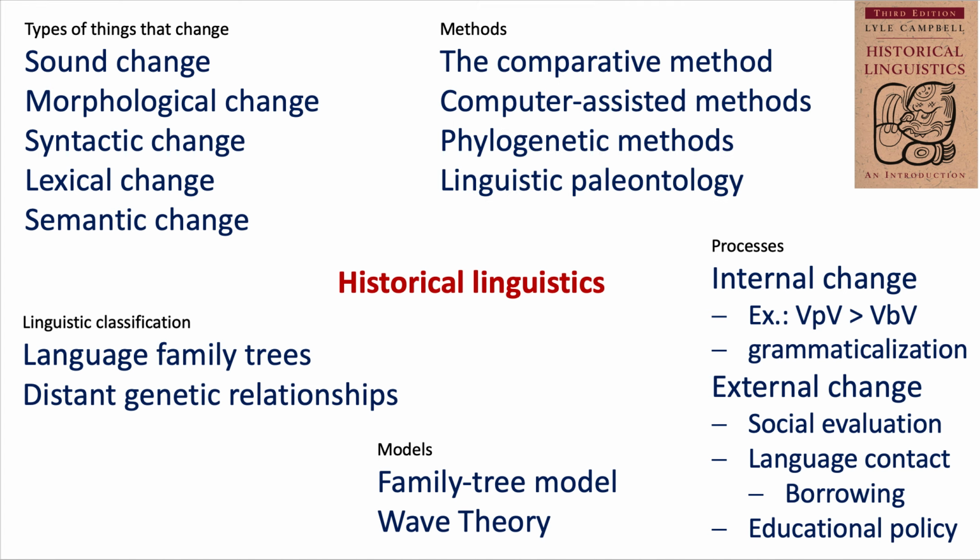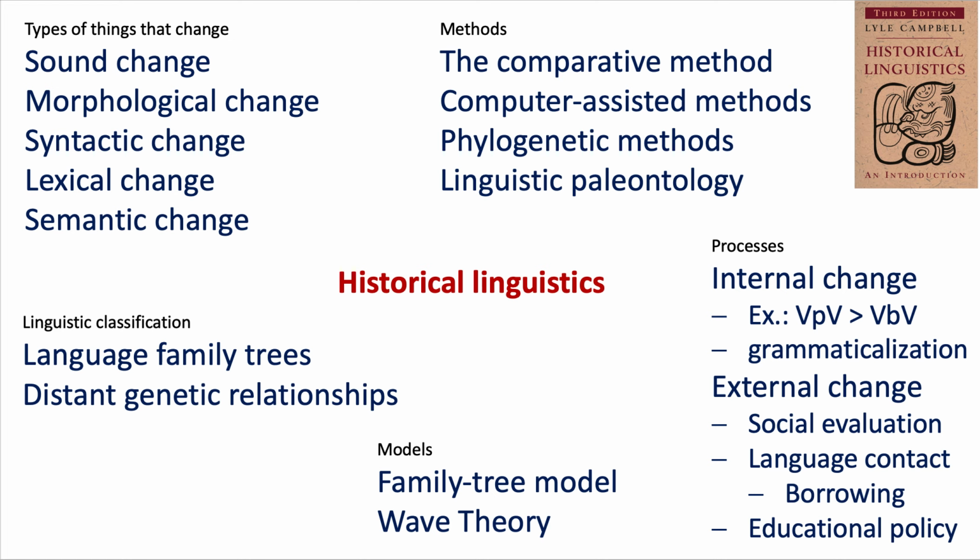Finally, we get to methods. How do historical linguists do all of this? And when is she finally going to talk about phylogenetics? Well, the word is there on the slide. I'll quickly talk about the comparative method because it is so central to historical linguistics and phylogenetics, and then we'll move to phylogenetics.